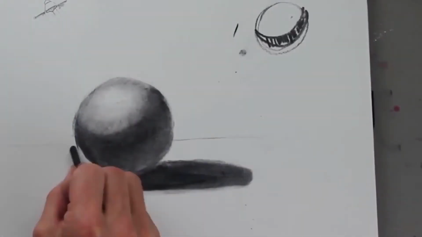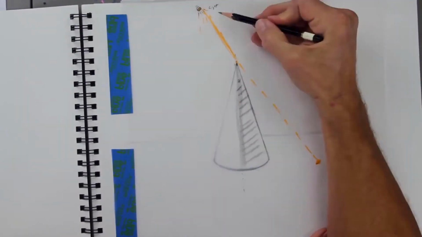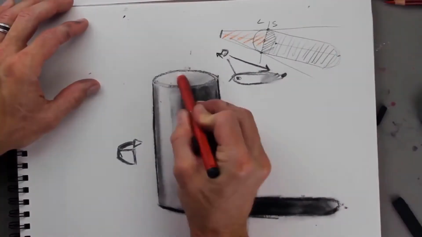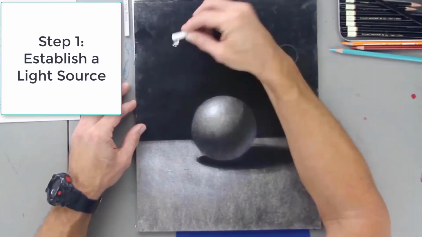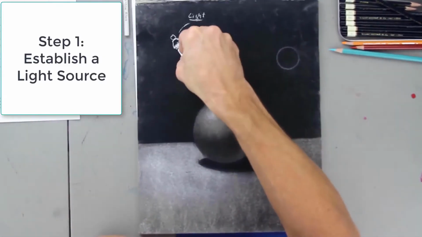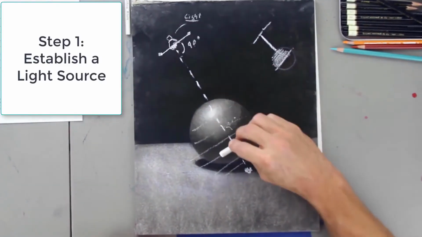Then we go over value and add a light source and shadows to the sphere, cone, cylinder, and cube in order to add more form and depth to a drawing. You will learn standard terminology that helps you understand how light and shadows function in the subject and in the drawings.